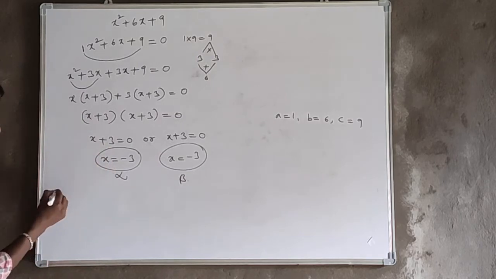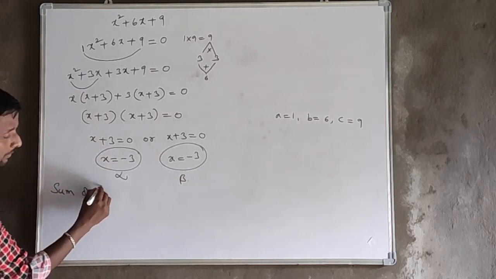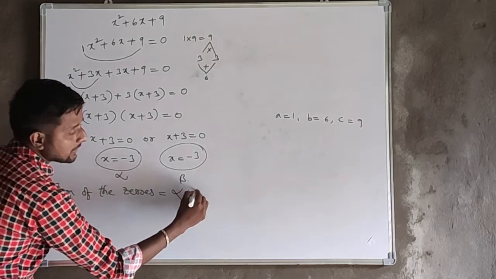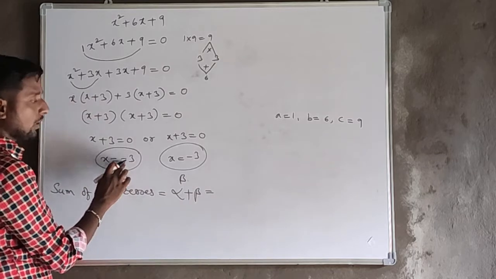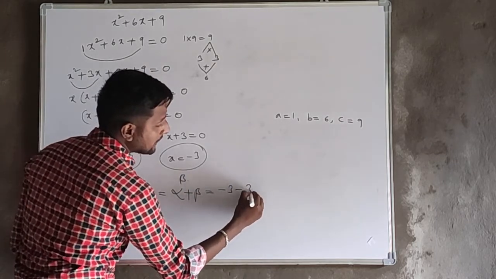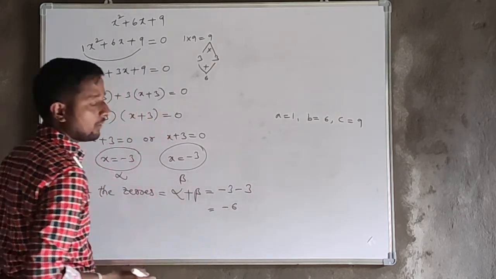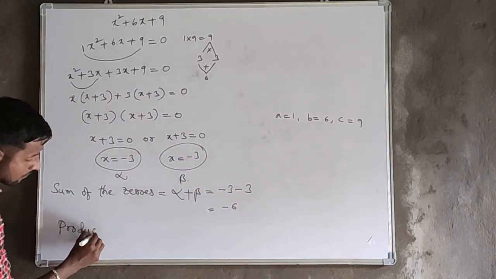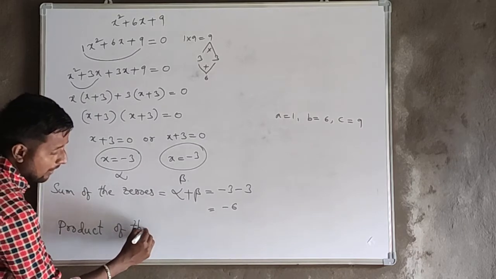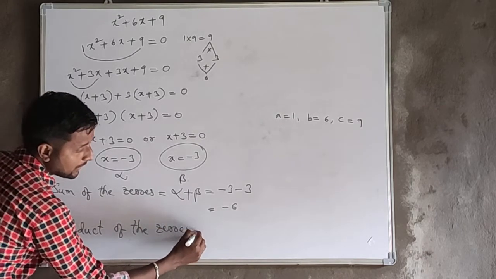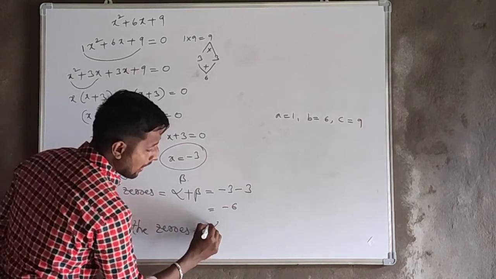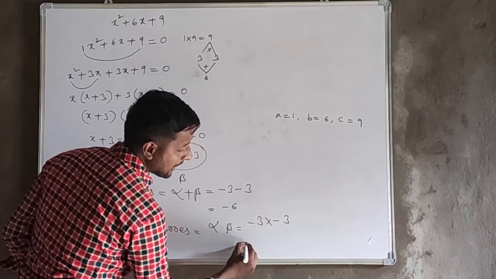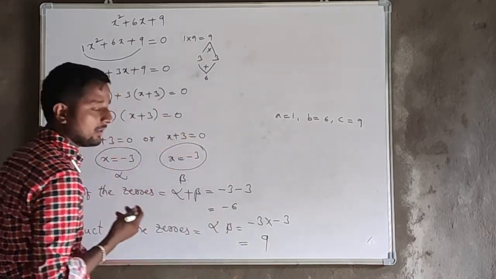Correct? Now sum of the zeros. Sum of the zeros is nothing but alpha plus beta. Now minus 3, both are the same. Answer minus 6. Now find the second one, product of the zeros. Product means multiplication, no? Alpha into beta, that is minus 3 into minus 3, minus into minus is plus, 3 threes are 9.